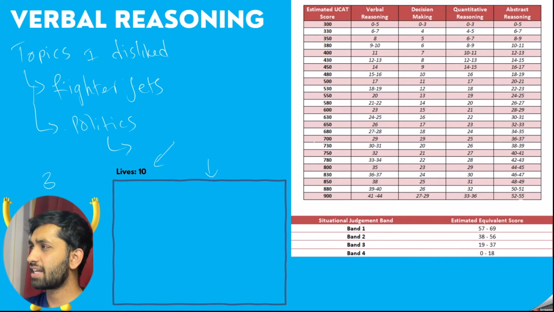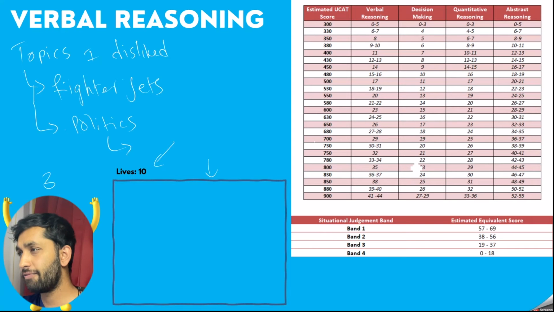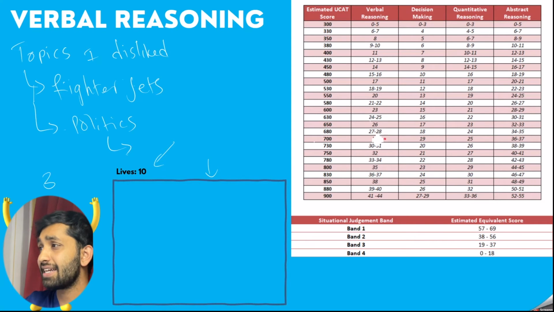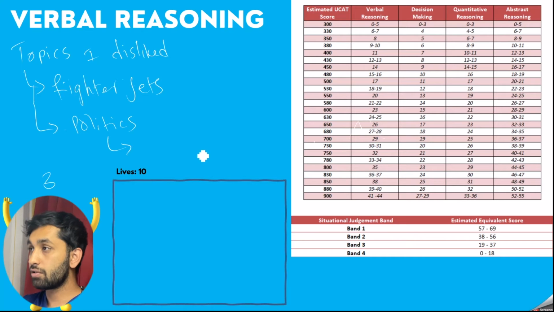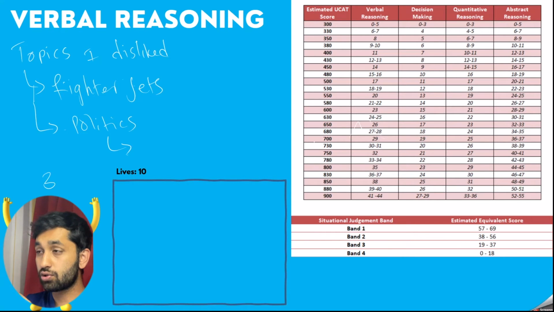I only found this table towards the end of my revision for the UCAT. So towards the start, what I used to do was go into Medify.